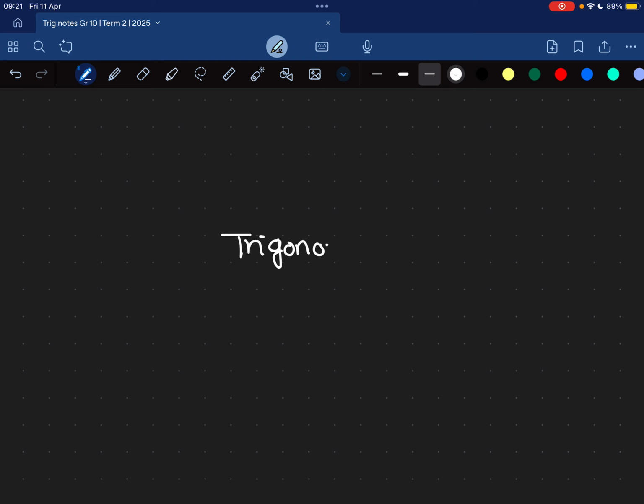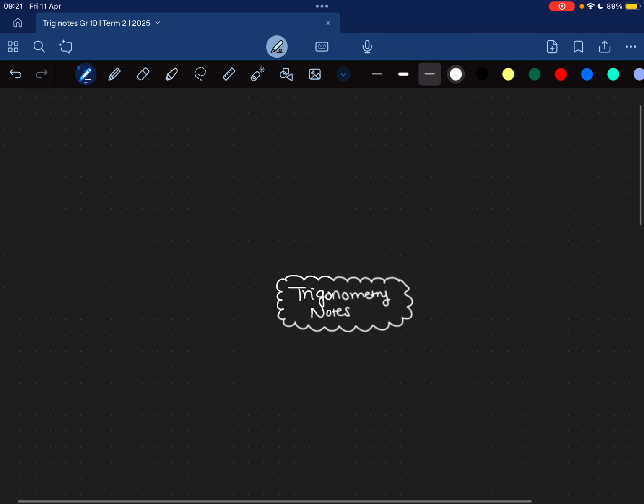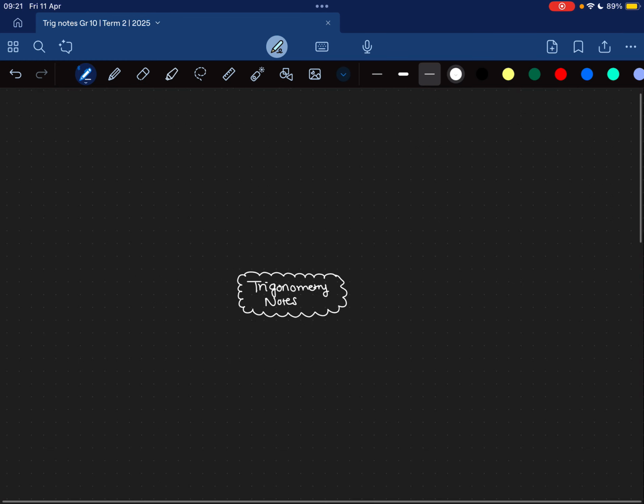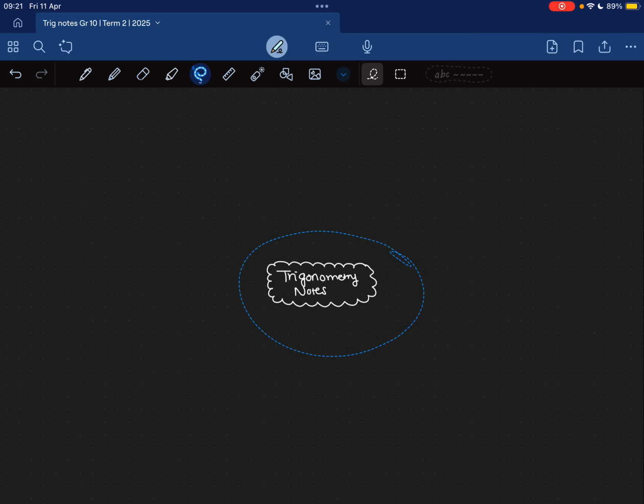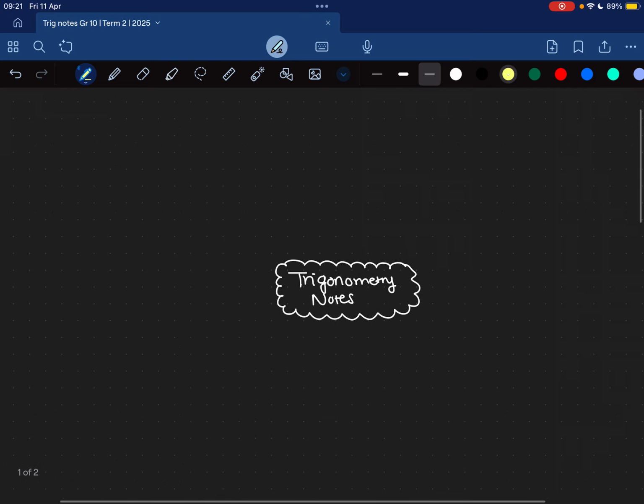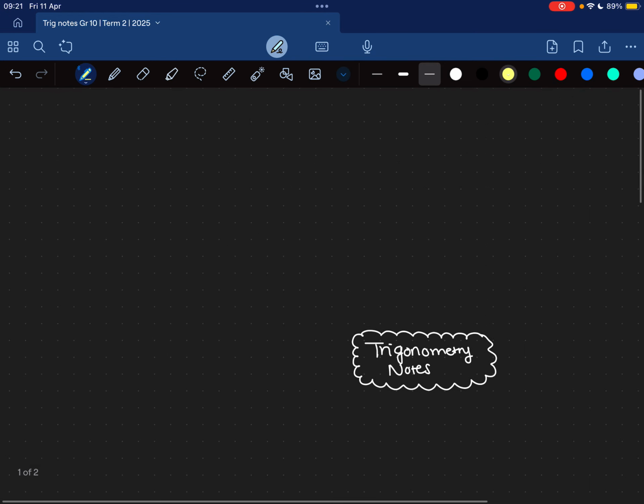Okay, so I'm just going to go to the center of my page and I'm going to write trigonometry notes. We're going to do a kind of mind map just to get the basics down so that we don't have to page through all of our notes just to find the basics of what we're trying to do. The first thing, if you can remember, that we discussed, I'm going to put in this left hand corner, is the ratios.